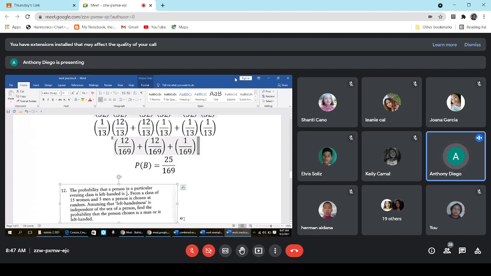Now we have another one here. The probability that a person in a particular evening class is left-handed is 1/6, from a class of 50 women and 5 men. A person is chosen at random, assuming that left-handedness is independent of the sex of a person. Find the probability that the person chosen is a man or is left-handed. So what are we going to be using there?